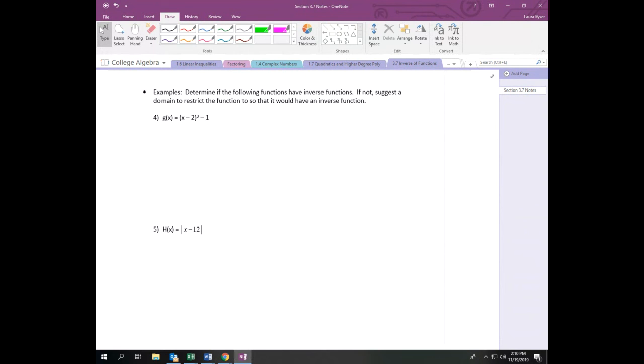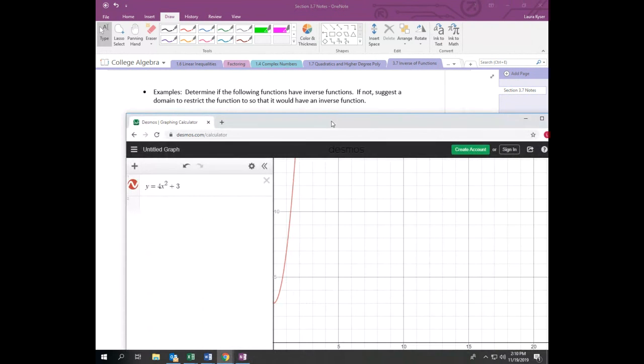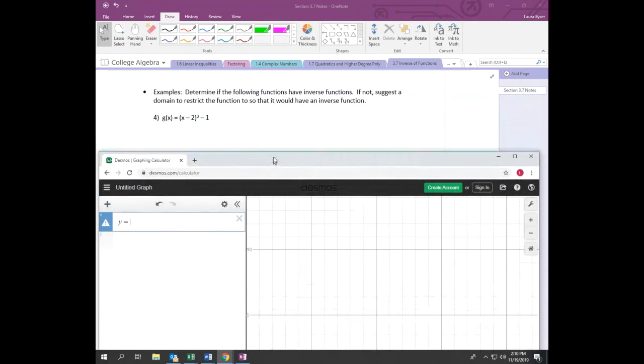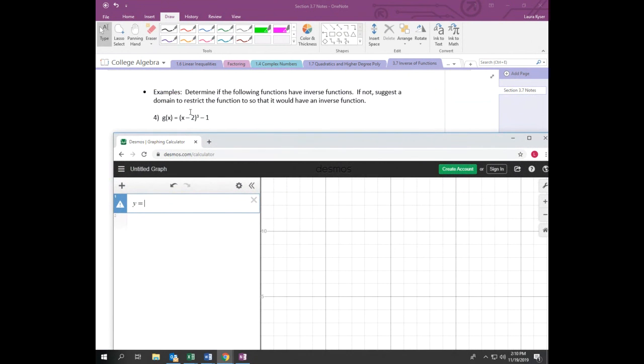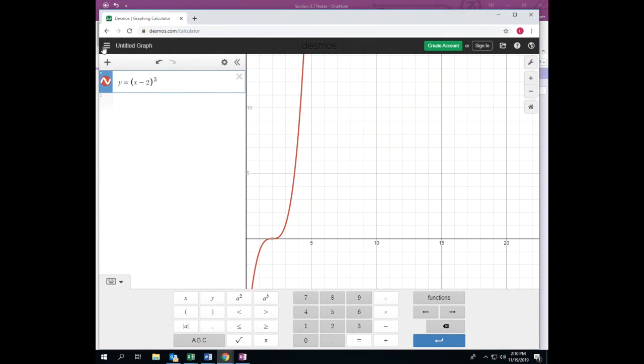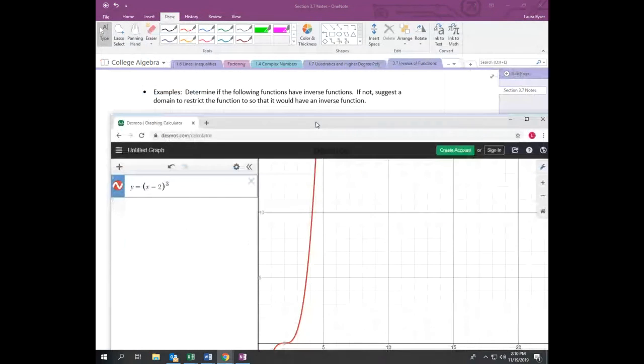an inverse. So I'm going to use Desmos again to save some time, so we can quickly take a look at these graphs. So the first one is y equals (x minus 2) cubed. I need a cubed. And then there's something with it though, minus 1.